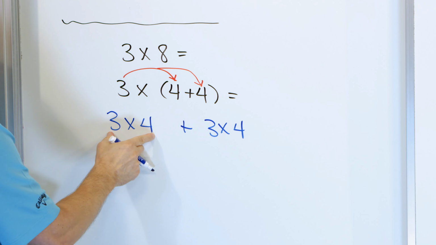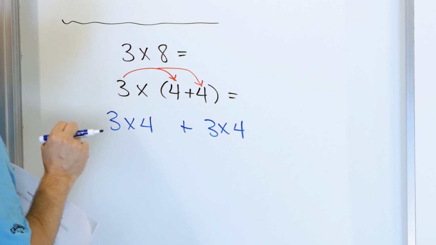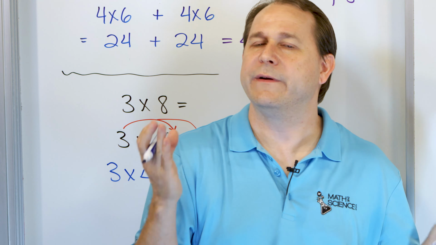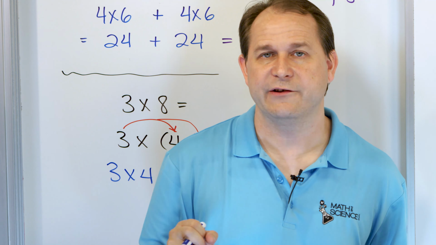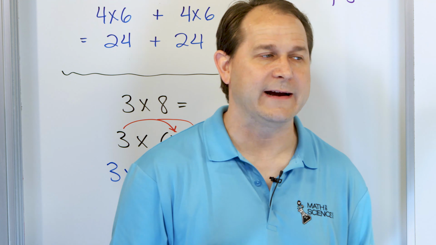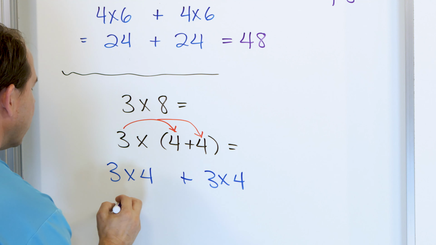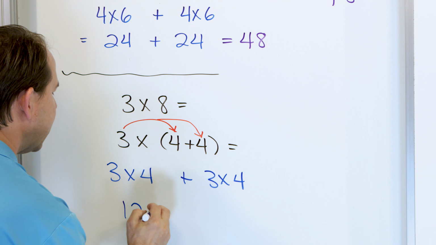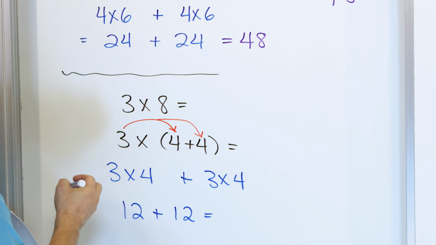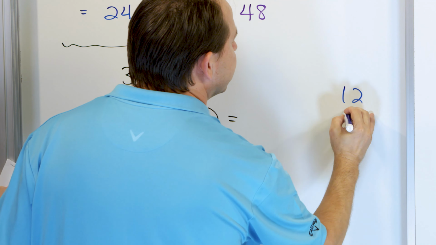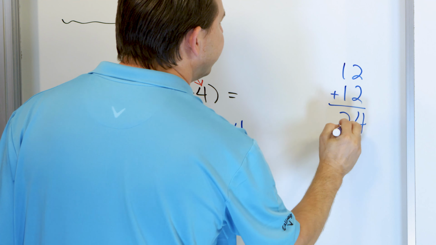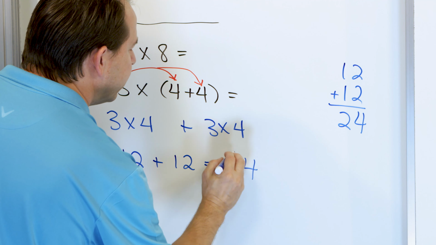Now when I have multiplication and I also have addition in the same number sentence, I always do the multiplication first, before the addition. That's something that you'll also have to remember. Multiply before you add or subtract. So 3 times 4 is 12. The plus sign is here. 3 times 4 is 12. And what do you get? 12 plus 12. Let's go off to the side. 12 and 12. What do you get? 2 plus 2 is 4. 1 plus 1 is 2. And so the answer is 24.